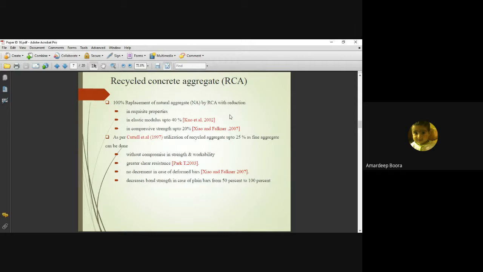Okay, and it also provides greater shear resistance, and no decrement in strength will be observed in the case of deformed bars. However, the strength was found to decrease from 50 to 100% in the case of plain bars, as reported by Ziao and Flonka in 2007.